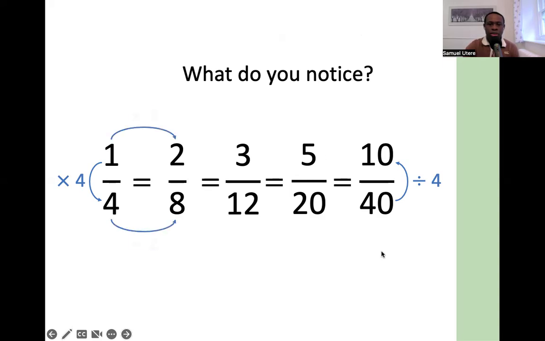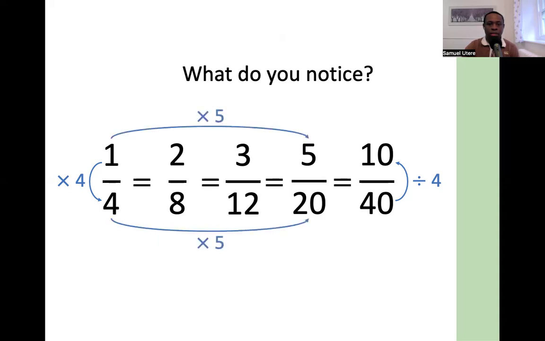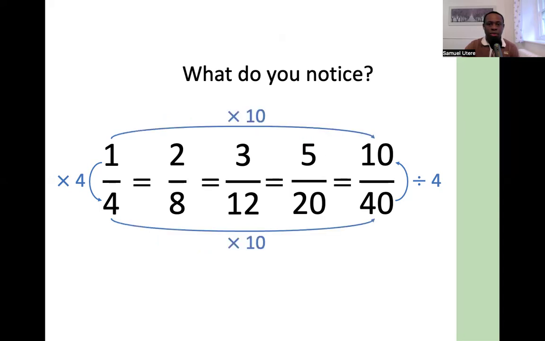What about the relationships between the numerators and the denominators amongst the fractions? Comparing a quarter and 2/8, we would see that if you multiply the numerator by 2, you have to multiply the denominator by that same amount to get the denominator. Let's look at another one. You can see that a quarter, if you multiply 1 by 3 and you multiply the denominator 4 by 3, you'll get 3/12. It's the same for 5/20. And the other one for 10/40.